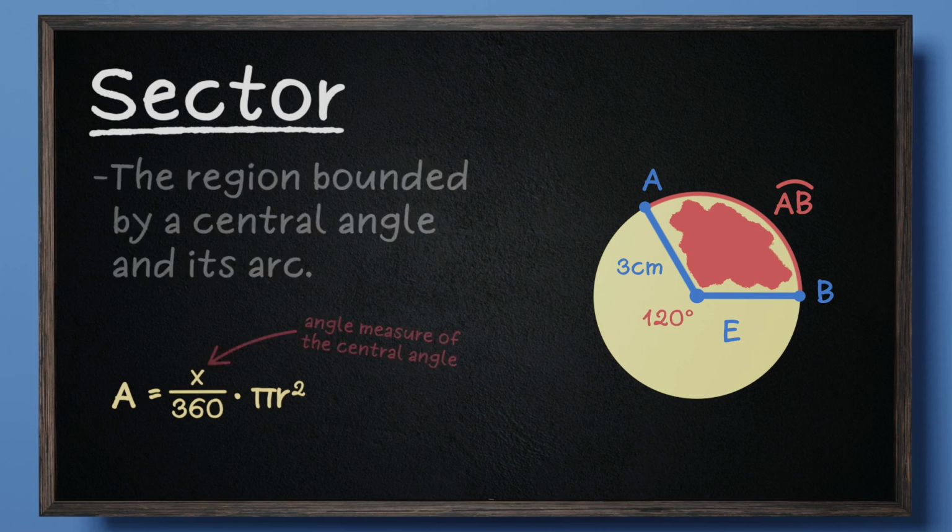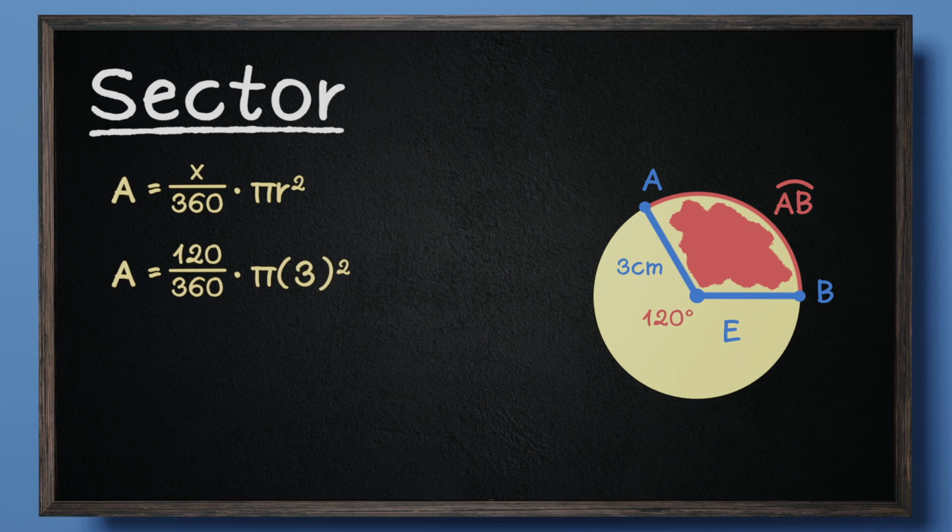If we revisit circle E and desire to calculate the area of the sector formed by angle AEB and arc AB, then using 120 degrees for x, 3 centimeters for r, our formula becomes A equals 120 divided by 360 times pi times 3 squared. 120 divided by 360 simplifies to 1/3, and 3 squared is 9. Multiplying 1/3 and 9 gives us 3, simplifying our equation to A equals 3 pi. The area of our sector is equal to 3 pi square centimeters.